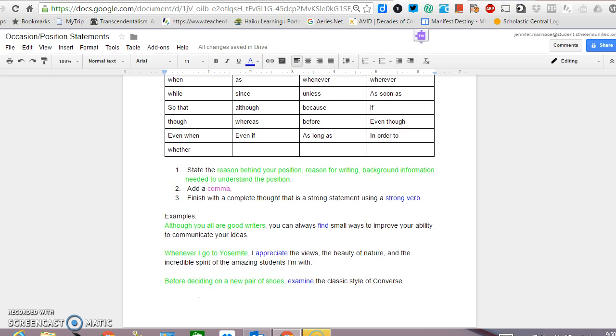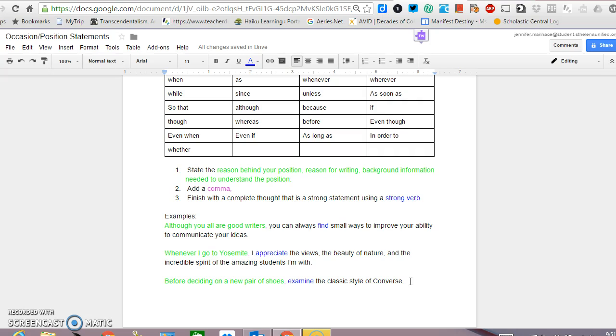Before deciding on a new pair of shoes, comma, examine the classic style of Converse. So in this, whatever paragraph I would be writing here, it must be about how great Converse are, right? Because I'm advising, here's the occasion: oh, you're going to be buying a new pair of shoes soon? Okay, there's the occasion. And then I have a comma to separate the two. Then I have a strong verb, examine the classic style of Converse. There's my completed thought, okay? I'm obviously going to be telling you about why you should buy Converse.